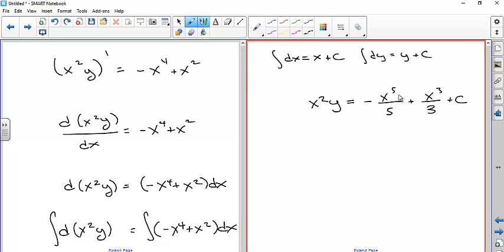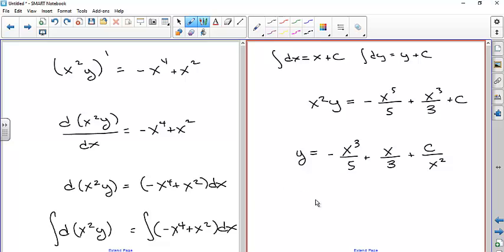And then finally, to explicitly solve for y, we divide everything, all the terms by x squared. If you divide this by x squared, it becomes 1. Here we get negative x to the 5th over 5. x cubed divided by x squared is x, so we get x over 3. And we get our arbitrary constant divided by x squared. So that's our general solution.